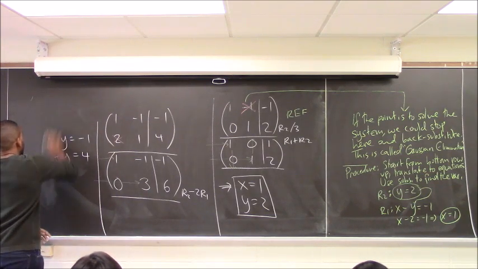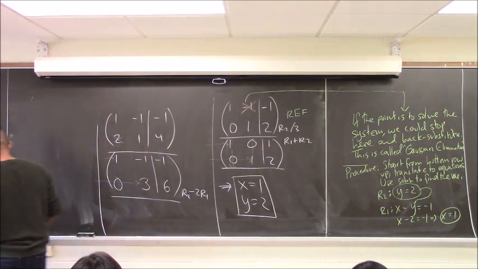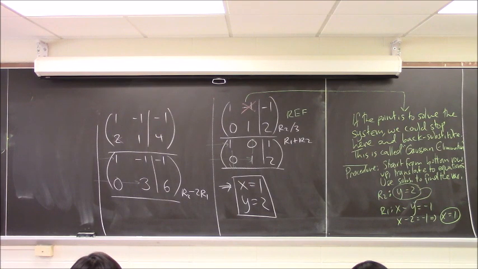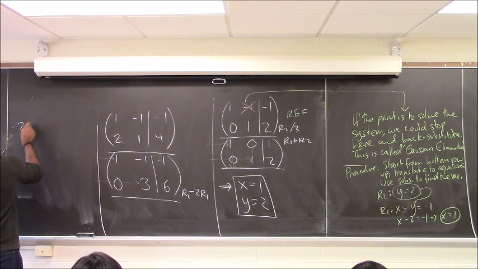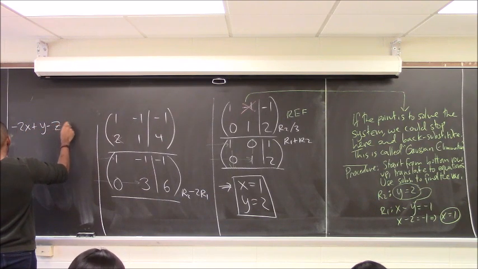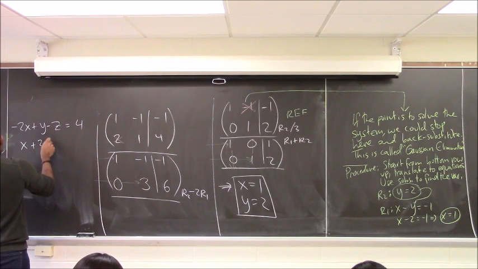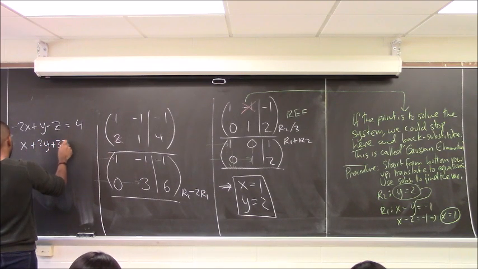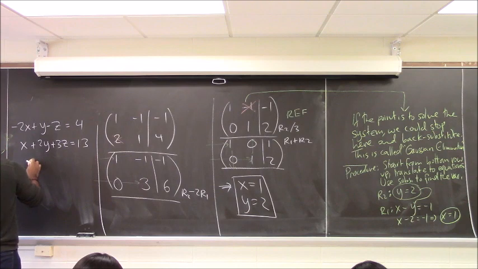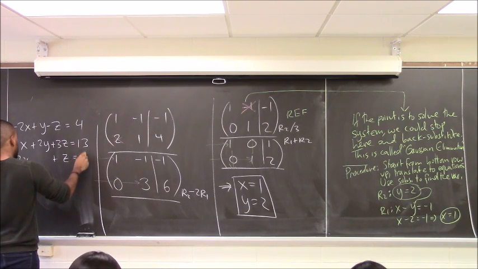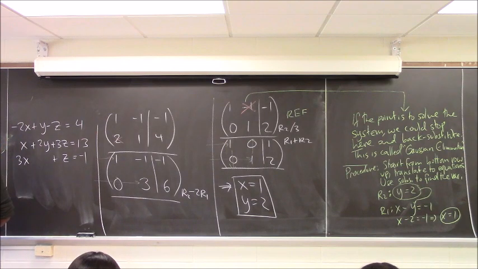Let's look at this system: minus 2x plus y minus z equals 4. x plus 2y plus 3z equals 13. 3x plus z equals minus 1.